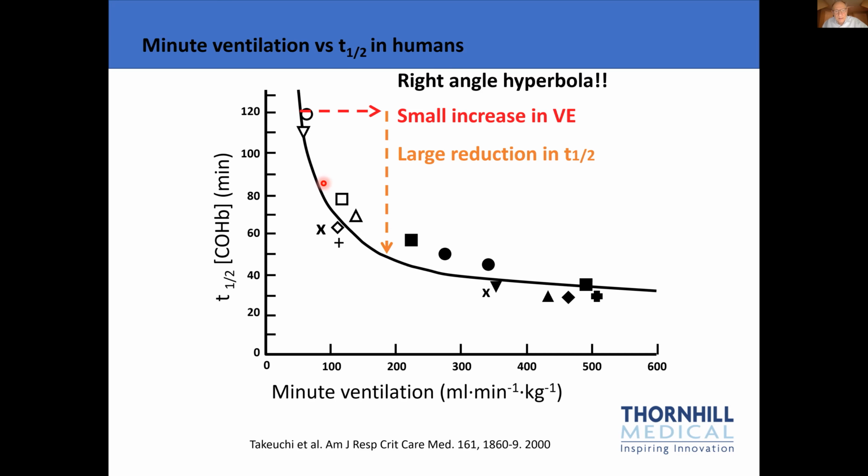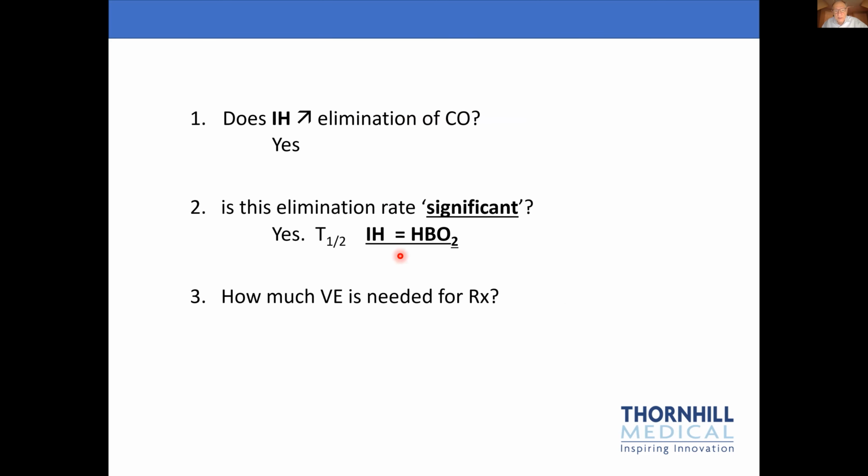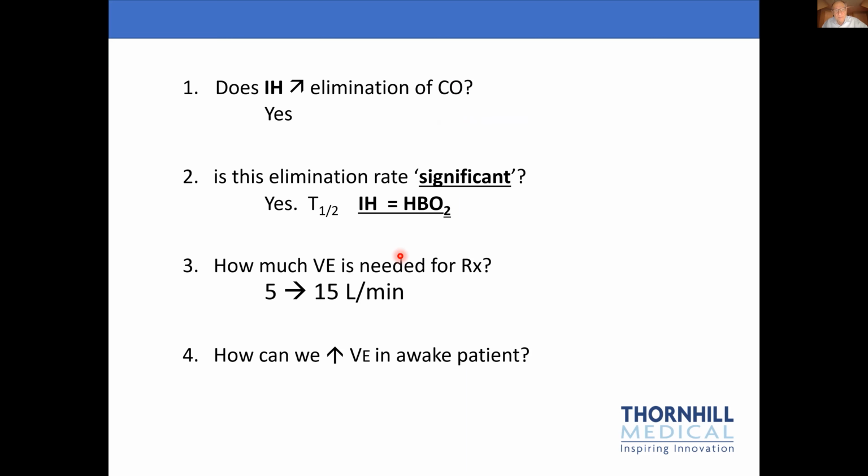If you look at here, here you have minute ventilation, mils per minute per kilogram. At 200 mils per minute per kilogram, that for me would be the equivalent of me walking up 1 or 2 flights of stairs. That's how hard I would be breathing, which isn't very much, yet you get 80% of the drop in half time of carboxyhemoglobin that you would get in a hyperbaric chamber. You're already at 80% with a mild increase in ventilation. So how much ventilation is needed? Not much. 15 liters a minute, and you're 80% of the way there.